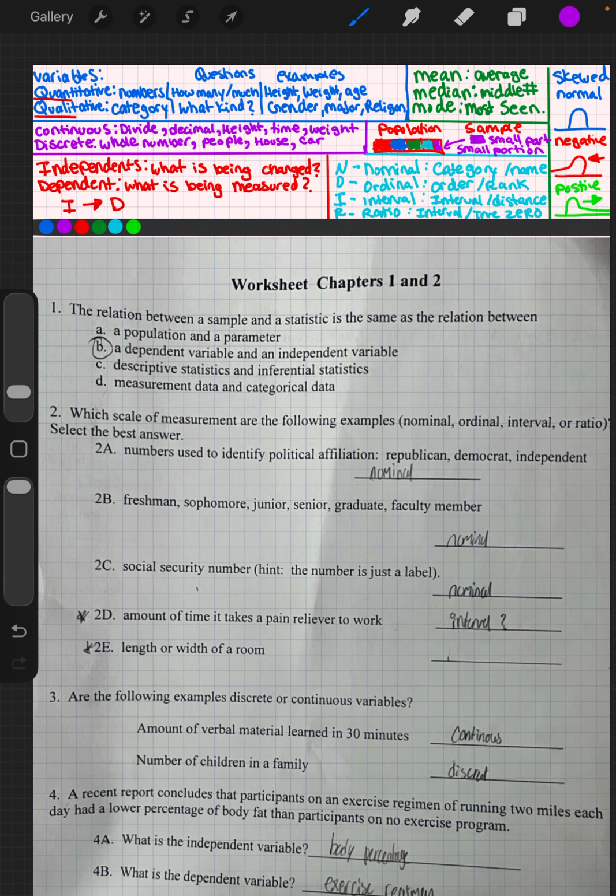The first question says the relationship between a sample and statistic is the same as the relationship between its population and parameter. Okay. So I'm going to go to the next one.